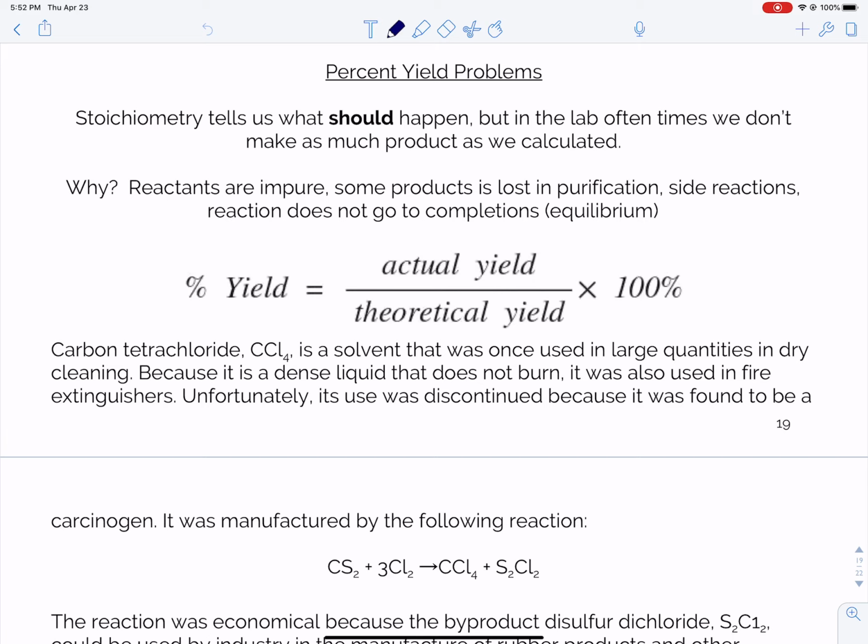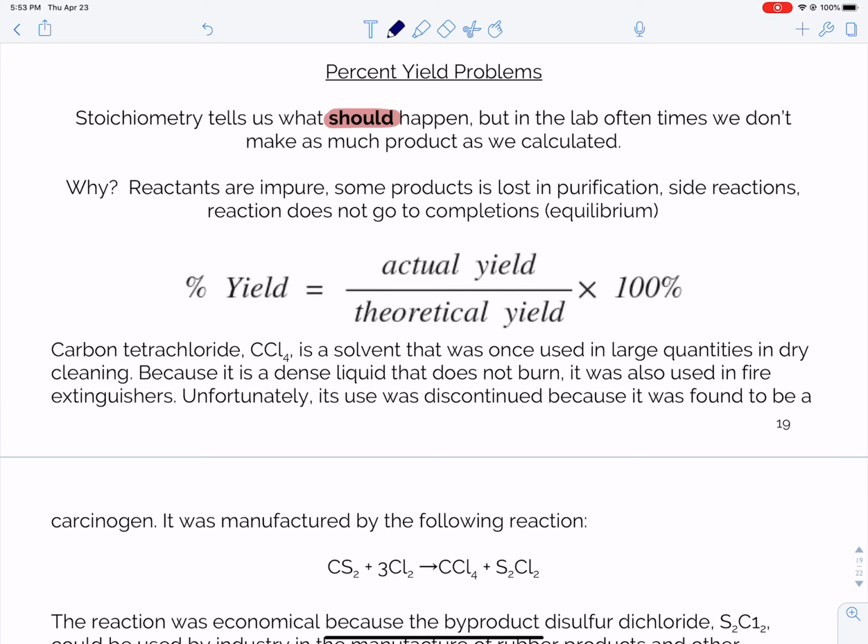In chemistry, there's a lot of things that can go wrong. Usually it's losing reactant in the process of transferring from one vessel to another. It can be what we would call side reactions, chemical reactions that were unintended. All those things can happen. So just like it says here, the stoichiometry problems that we've been doing, these calculations, tell us what should happen. But in the lab, we often do not get what we had anticipated.